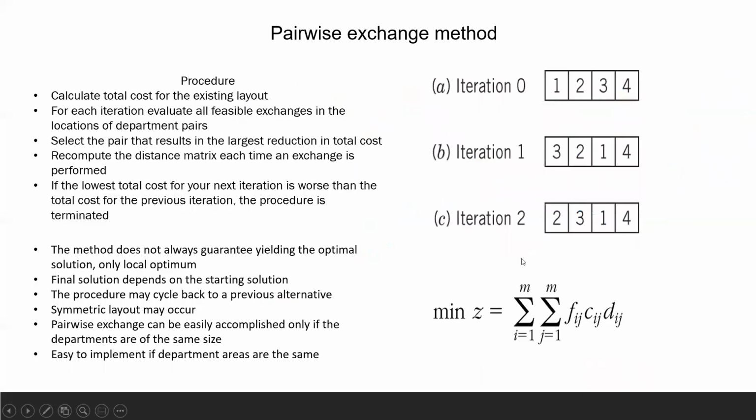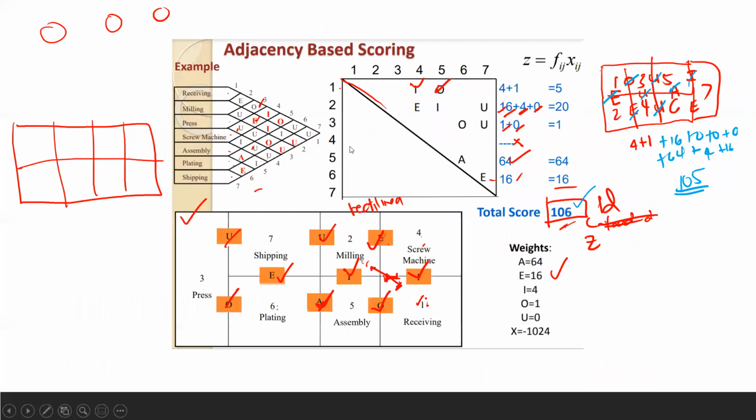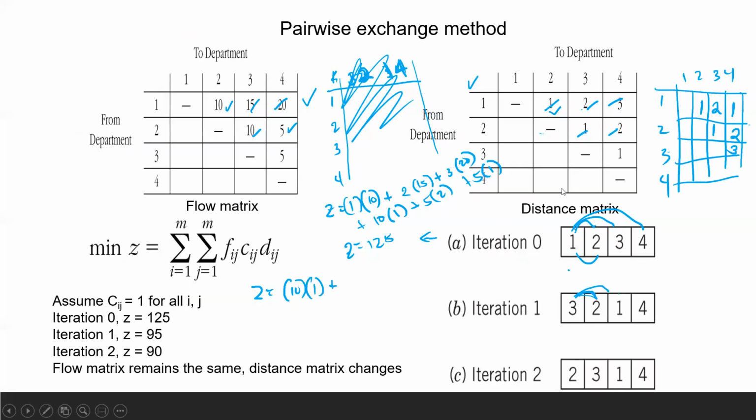Ang iteration na to, ayan, calculate the total cost for each iteration. Select a pair that results in the largest reduction in total cost. Okay, so this one po, ito guys, mag-determine ka ng parang trial and error. You can start with 1, 2, 3, 4 and then 1, 2, 4, 3. Ayan, and then babalik ka hanggang sa mag-come up ka sa best iterations or best layout.